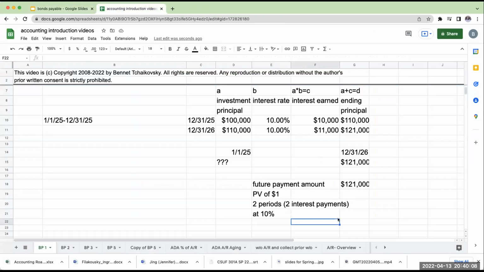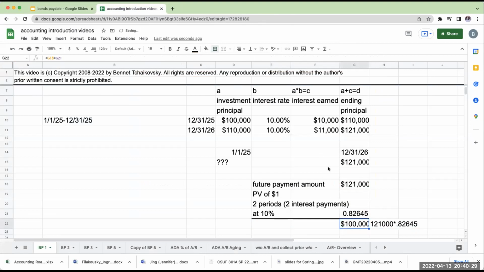So let's see this over here, 0.82645. So the value of that $121,000 that would be paid 2 years from now, in terms of what is that value today? It is going to be $100,000.